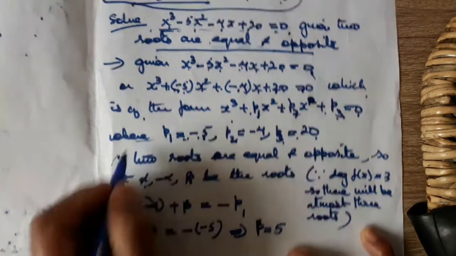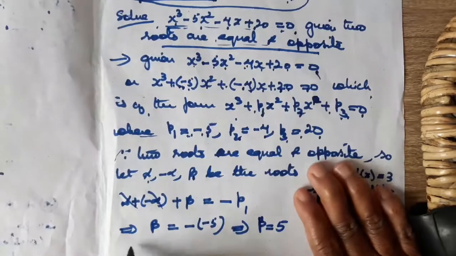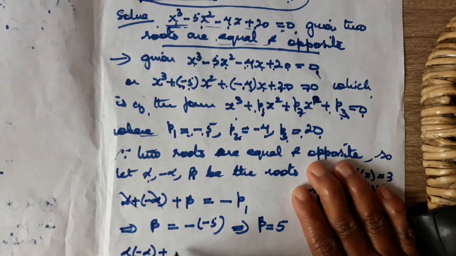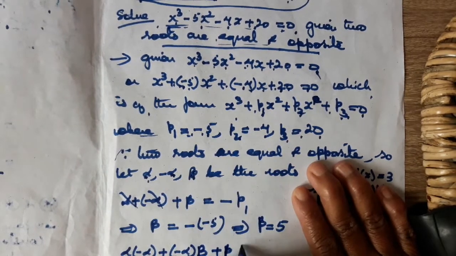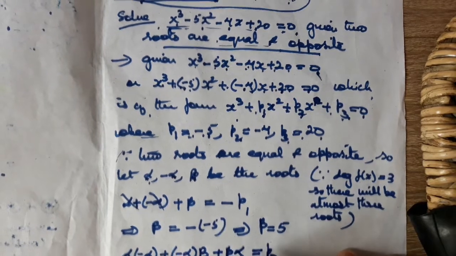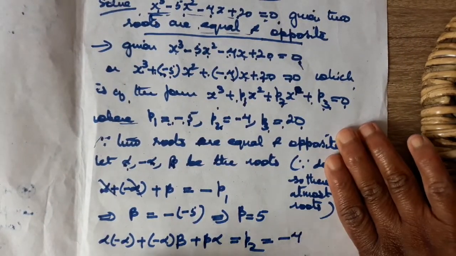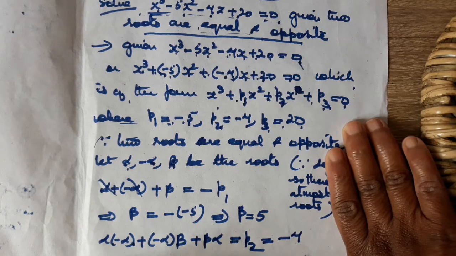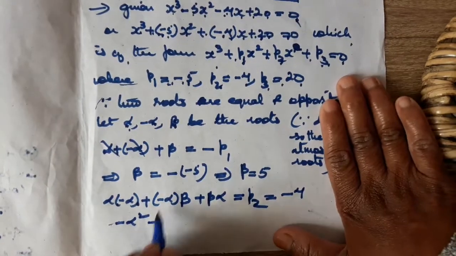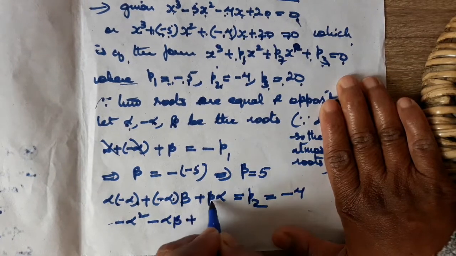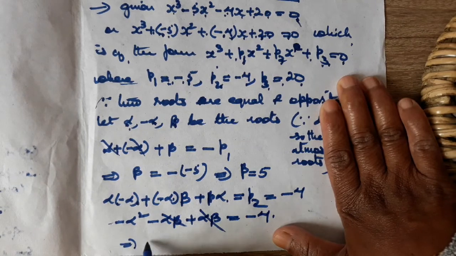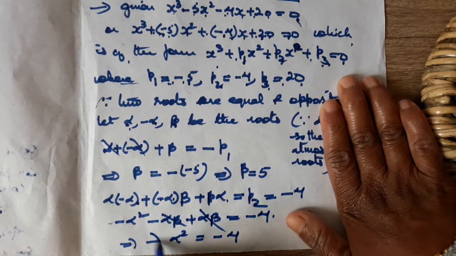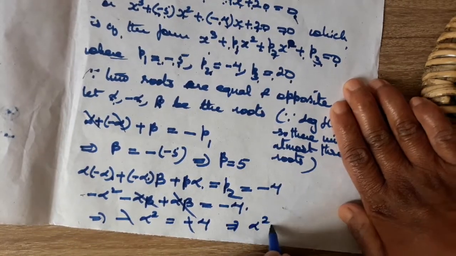Now the sum of the roots taken 2 at a time, that is alpha into minus alpha plus minus alpha into beta plus beta into alpha, will be equal to p2. What is p2 here? P2 is minus 4, so I'll replace it by minus 4. Now alpha into minus alpha gives minus alpha square, and then minus alpha into beta plus alpha into beta is equal to minus 4. So this and this can be cancelled, which implies that minus alpha square is equal to minus 4. Minus minus can be cancelled, which implies that alpha square is equal to 4.